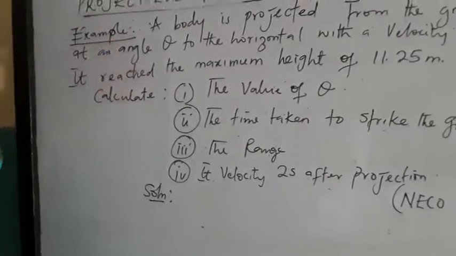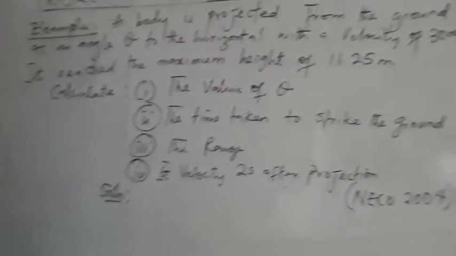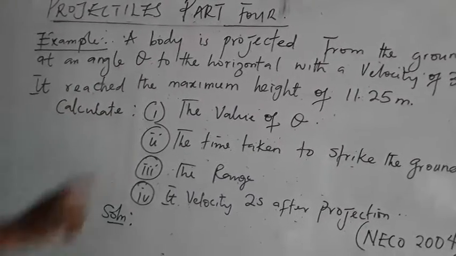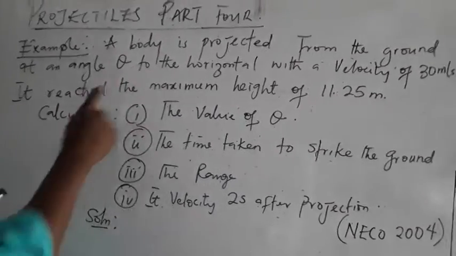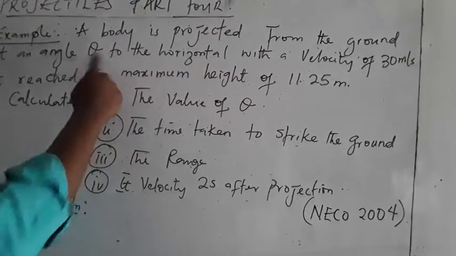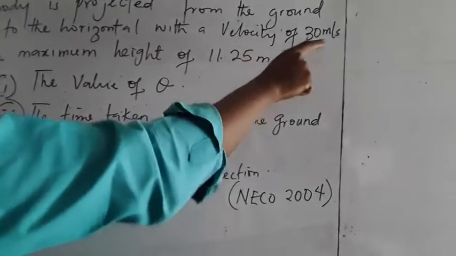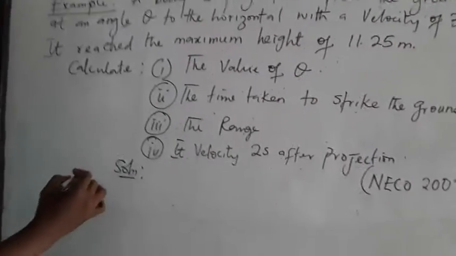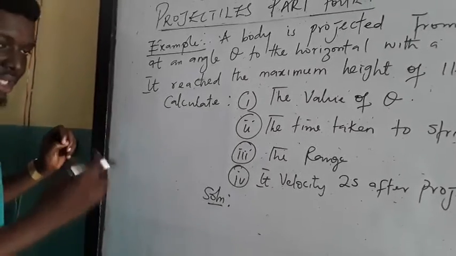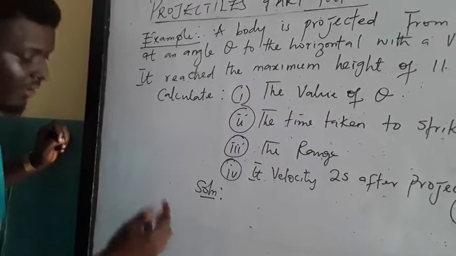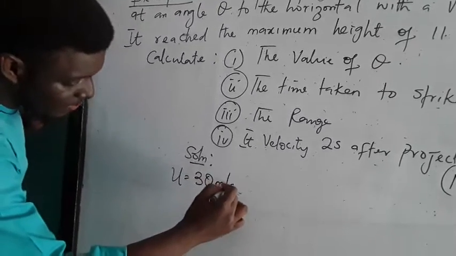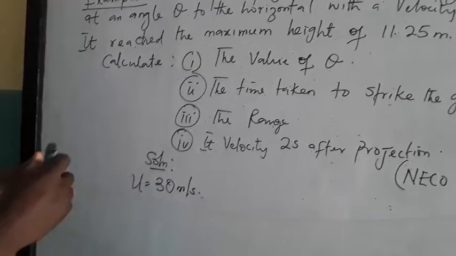Now we have that a body is projected from the ground at an angle of theta. They didn't give us theta, to the horizontal, that's the angle of projection, theta. With a velocity of 30 meters per second. Now I told you that a body will always move with what? An initial velocity. So your u is equal to what? 30 meters per second.